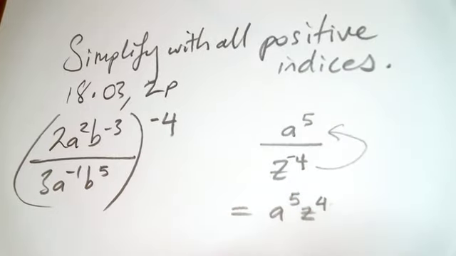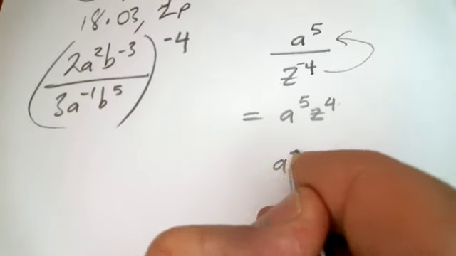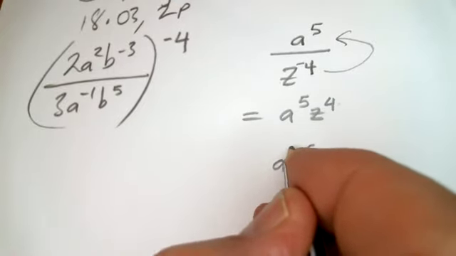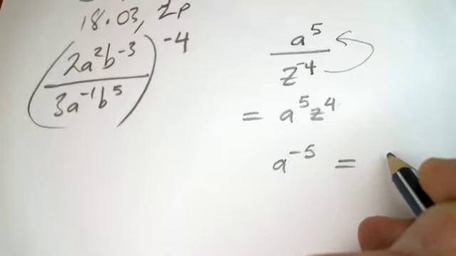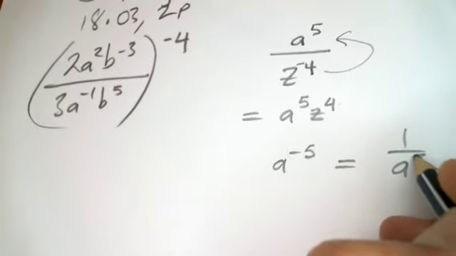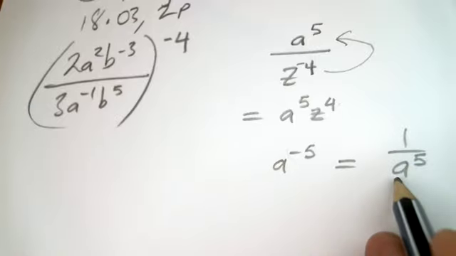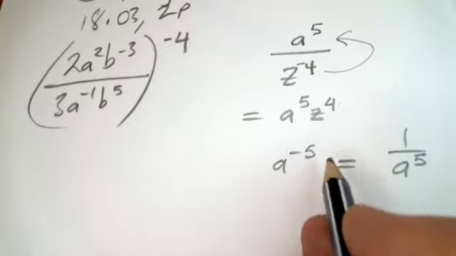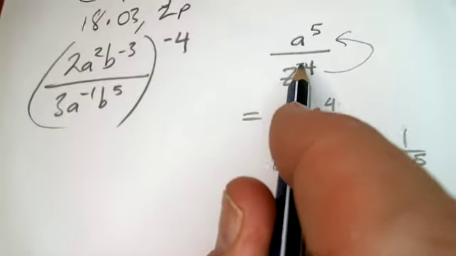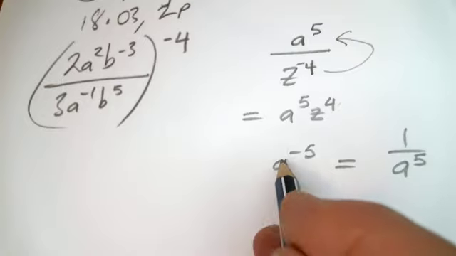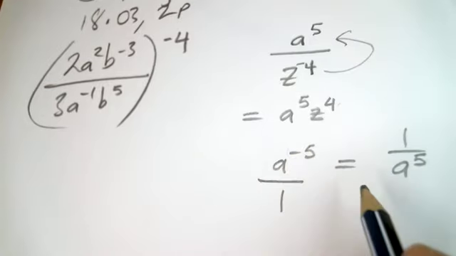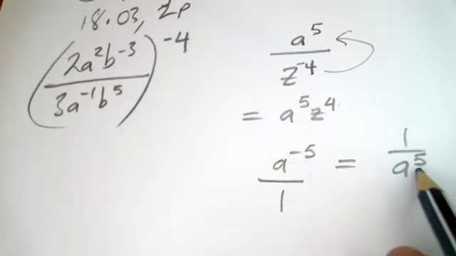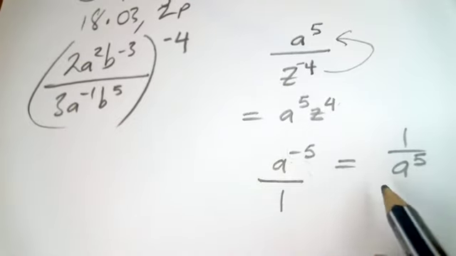The negative has become positive. In the same way, if I had a to the negative 5 and I want to make that a positive, then all I do is simply rewrite it as 1 on a to the 5, and the negative becomes positive when it's on the opposite side of the vinculum. So if it's on the bottom and it's negative, you put it on the top, it becomes positive. If it's negative on the top and you put it on the other side of the vinculum, it becomes positive. So that's all we're doing half the time.